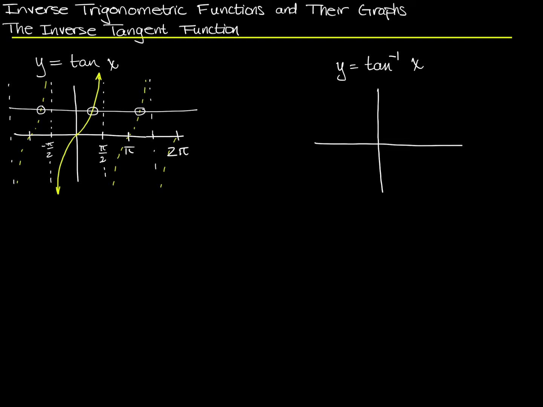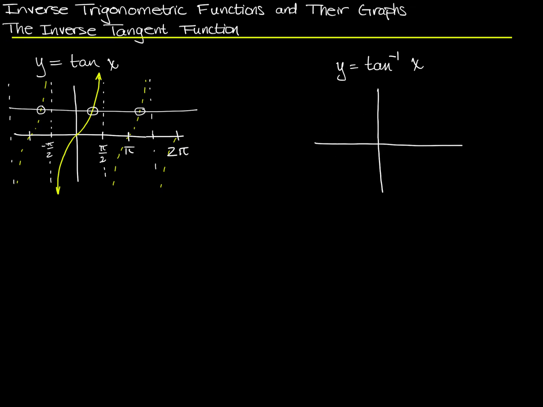And then we looked at one cycle and found that even within that one cycle, that was too much, that just that one cycle would fail the horizontal line test. So now we're going to do the same thing with tangent. Looking just at this cycle here, if I drew a horizontal line anywhere, this one curve will pass the horizontal line test. So I don't need to further restrict my domain for tangent in this case. I do need to restrict it to one cycle, but that's all I need to do. So now let's use this information to graph tangent inverse.